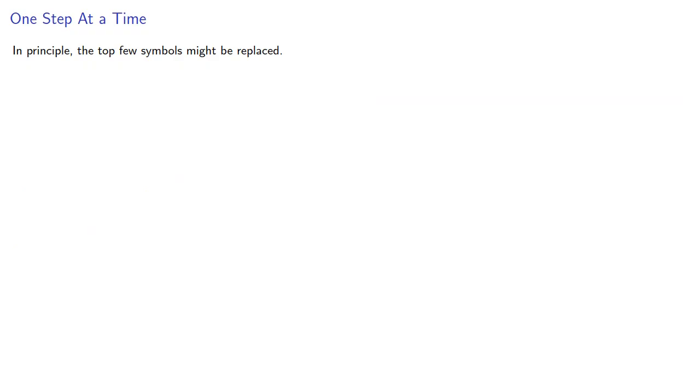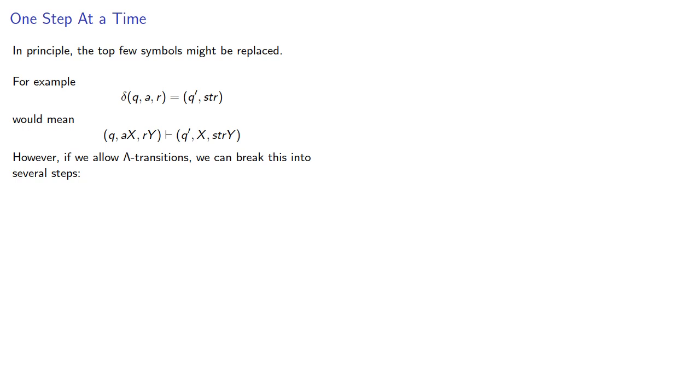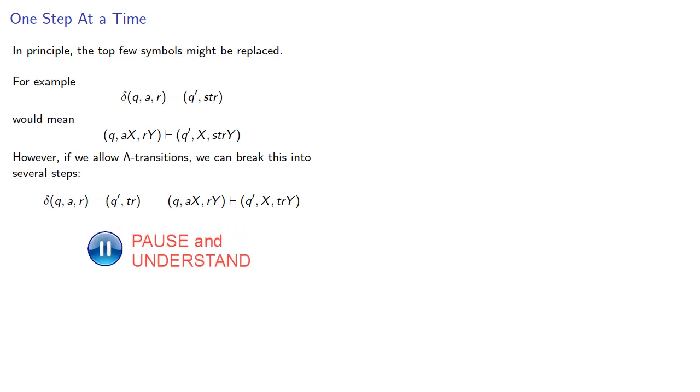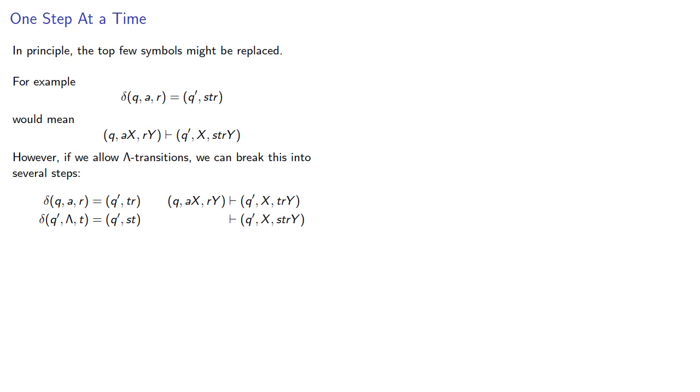In principle, the first few top symbols might be replaced. For example, we might have the transition delta(q, a, R) = (q', STR), which would mean that our PDA in state q, with aX and stack RY, will derive a PDA in state q', string X, and stack STRY. However, if we allow lambda transitions, we can break this derivation into several steps. So we could have delta(q, a, R) = (q', TR), so that's (q, aX, RY) derives (q', X, TRY). And then we could have the lambda transition delta(q, lambda, T) = (q', ST), and so we derive (q', X, STRY).